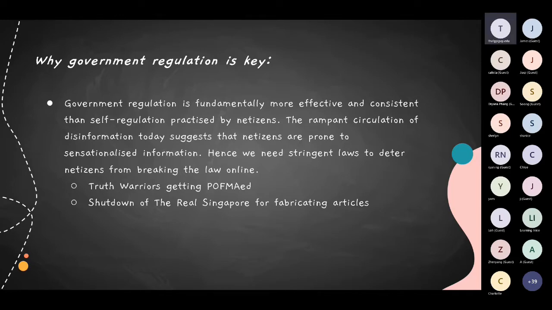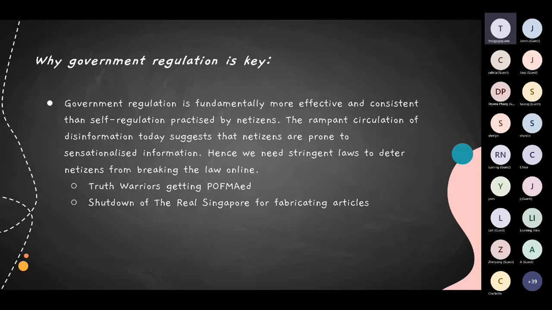I would rebut the previous argument, and I would say that government regulation is fundamentally more effective and more consistent. The rampant circulation suggests that netizens are more prone to sensationalize information. What I mean is that I'm looking at this culture, this trend of fake news being circulated online. The very fact that we see so many fake news articles being circulated online, right?